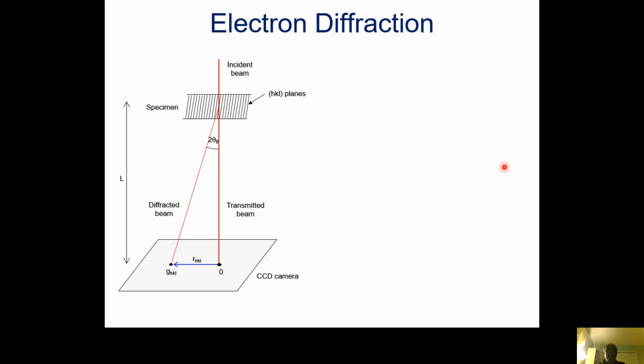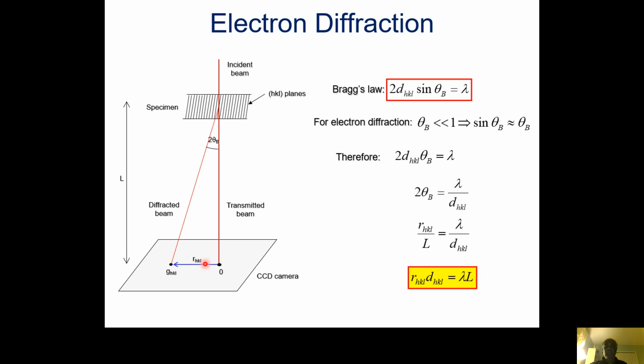Next, I want to quickly talk about electron diffraction. Electron diffraction is basically when you have an electron beam in your transmission electron microscope. You have this sample with HKL planes, and the electrons diffract through the sample. If you have theta B, you get 2 theta diffraction, right? Then you find your diffraction spot on the screen or CCD camera. Basically, you measure this R HKL, the distance to your diffraction spot.